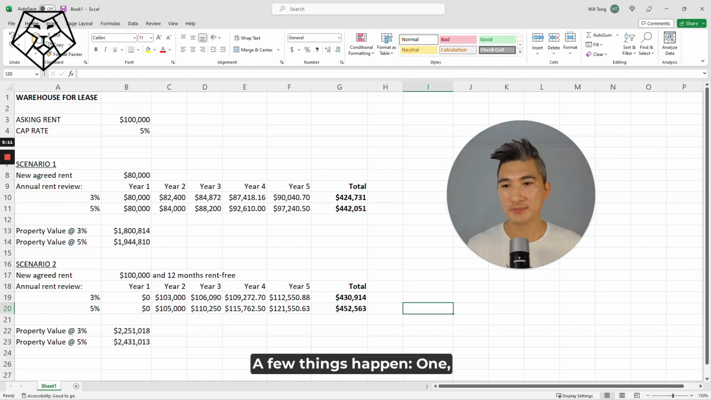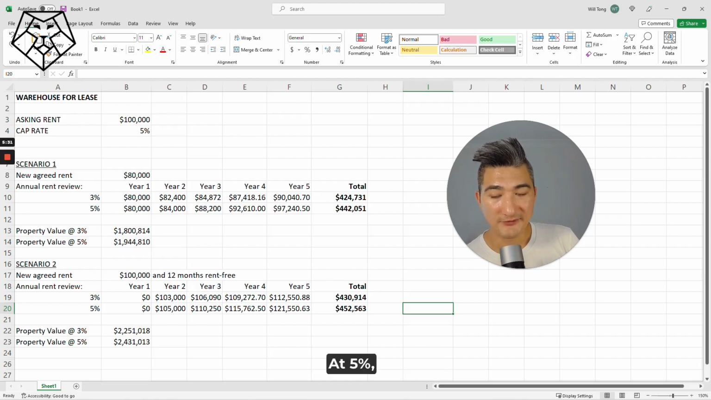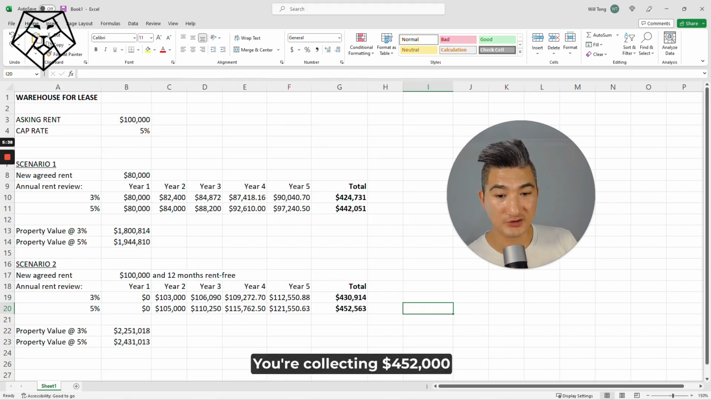A few things happen. One, as you can see, the rent collected from year 2 to year 5 is significantly higher. The total rent collected is slightly higher than what you would have done if you were discounting the rent 20% on face value. At 5%, you're doing a little bit better as well. You're collecting $452,000 compared to scenario 1, where you're collecting about $10,000 more.